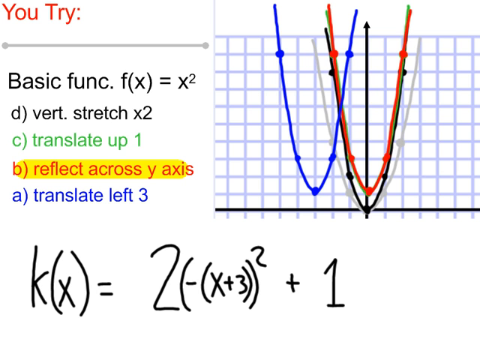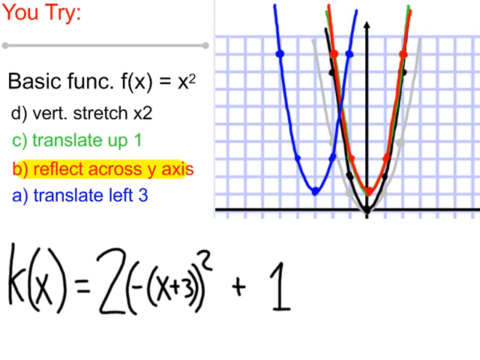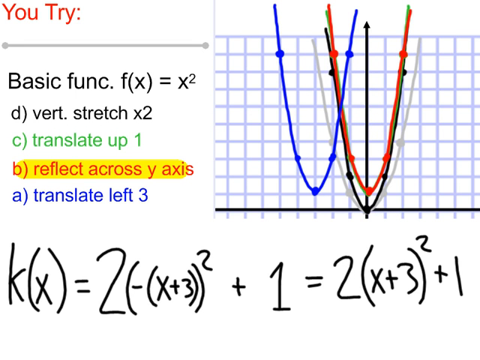If you want to clean it up a little bit, you could, as I mentioned already, really ignore that negative sign. Again, that negative sign is being squared, so it goes away. And we could just write, if you want, 2 times (x plus 3) squared plus 1.